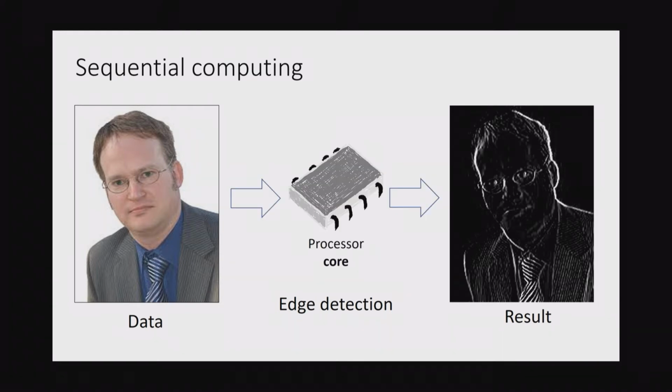So if we do edge detection with just one processor, one core, this would mean that there's a program running on that core. That program's called a thread. Then this will work, but it might be quite time-consuming. And maybe we need to really quickly know how trustworthy Daniel is.